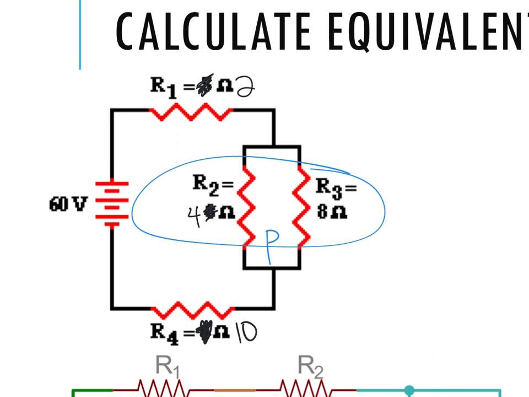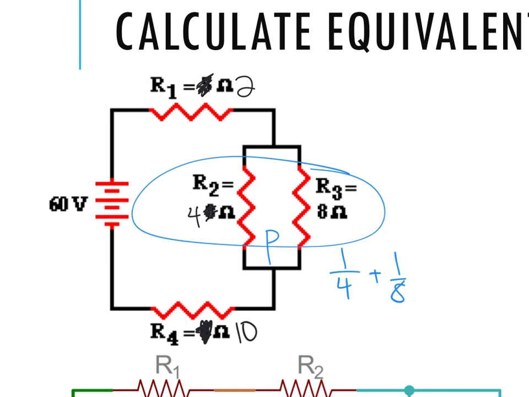I have 4 and 8. So 1 over 4 plus 1 over 8. Flashback to, like, I don't know, when did you guys do fractions first in common denominators? 3rd grade. I know that was a long time ago. A long, long time ago.